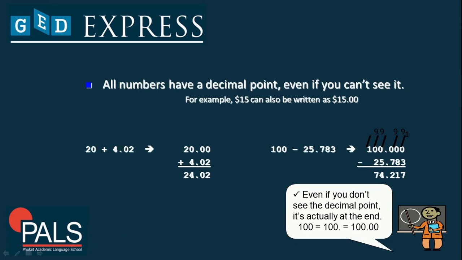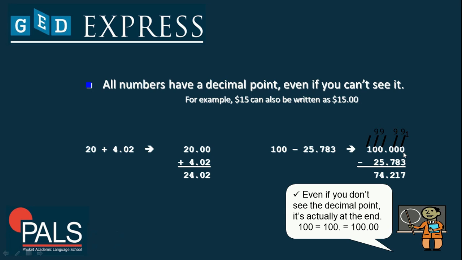Now, all numbers have a decimal point, even if you can't see it. For example, $15, that can also be written as 15.00. That means there are decimals that is located on the right of the number. Suppose we had 20 plus 4.02. If you're going to line it up like this, that will give you 20.00 plus 4.02 to give you a sum of 24.02.